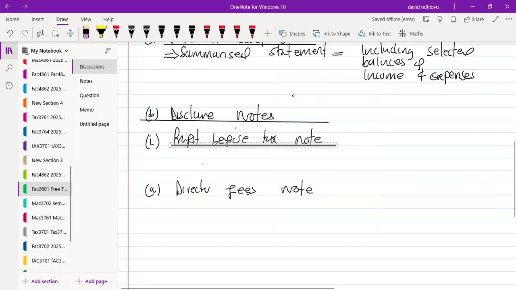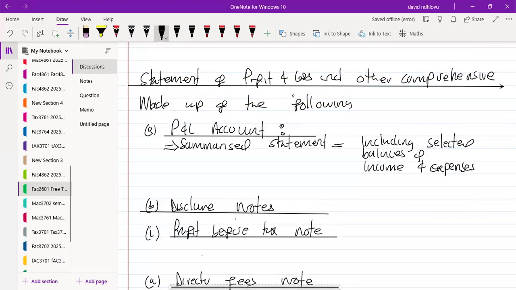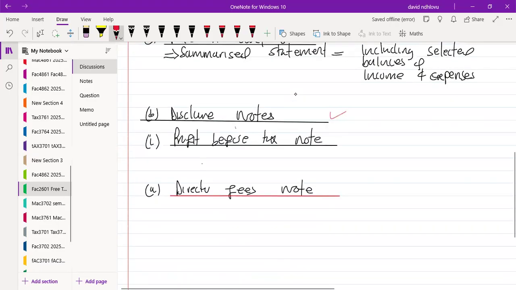So therefore, when you say I am done compiling the profit and loss, it must come with the P&L. In addition to that, it must have these particular notes. I'll come back to the notes and explain what you put in the notes when we cover that part in the question that we are doing. So that's a summary of what the statement of profit and loss should actually contain.